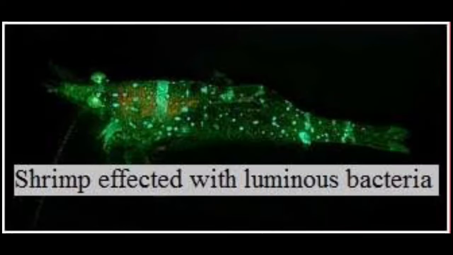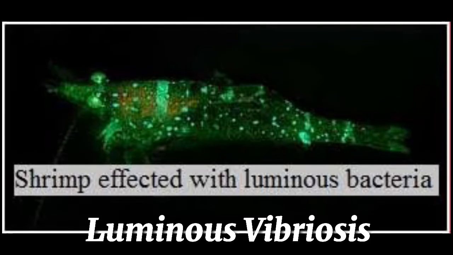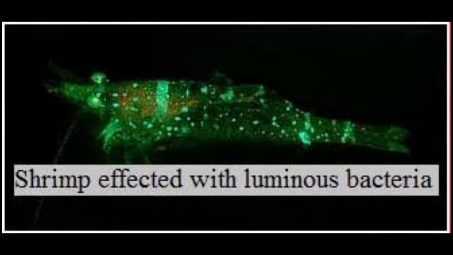Number 4. The luminous vibriosis. It is caused by bacteria Vibrio harveyi, V. splendidus, and other luminescent vibrios. It affects the eggs, larvae, post larvae, and juvenile of the shrimp. Vibriosis weakens the larvae and juveniles.